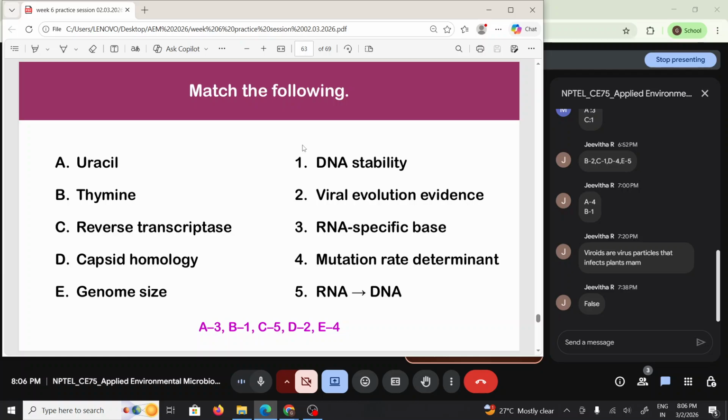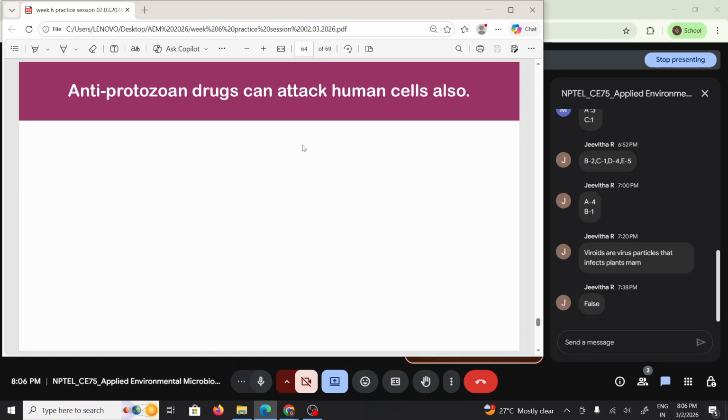And finally, we have the genome size. Genome size tells us about the mutation rate determination. We saw in one of the questions whether it is directly proportional or inversely proportional. So it determines that. And anti-protozoan drugs can attack humans also. Whether the statement is true or false? Yeah, the statement is true, because protozoans are eukaryotes, and hence a drug that is designed to attack eukaryotic cells can also attack humans.